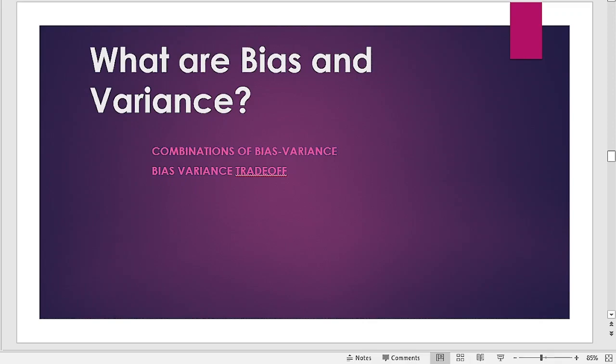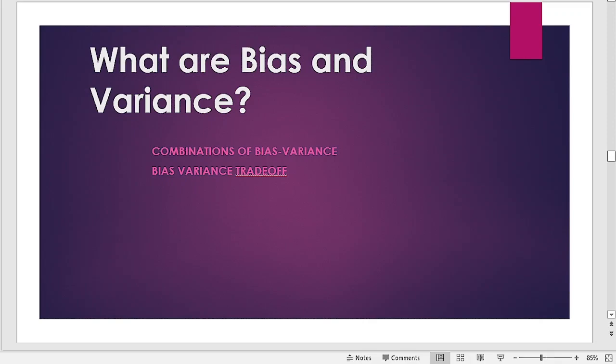Low bias and low variance. A model with low bias and low variance can capture data patterns and handle variations in training data. This is the perfect scenario for a machine learning model where it can generalize well to unseen data and make consistent, accurate predictions. However, in reality this is not feasible.